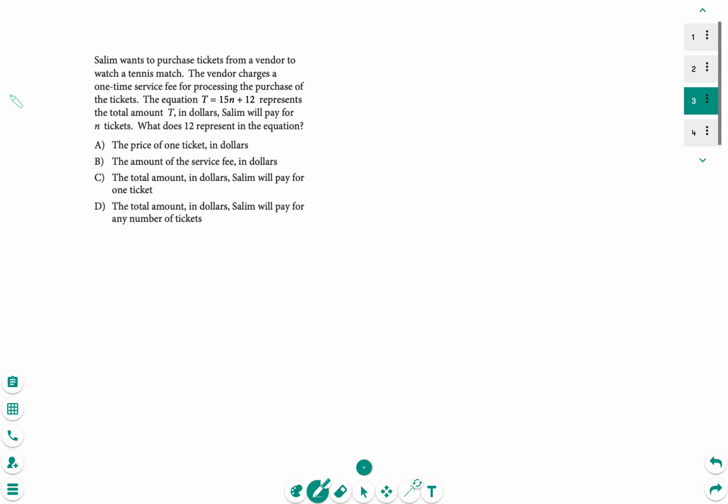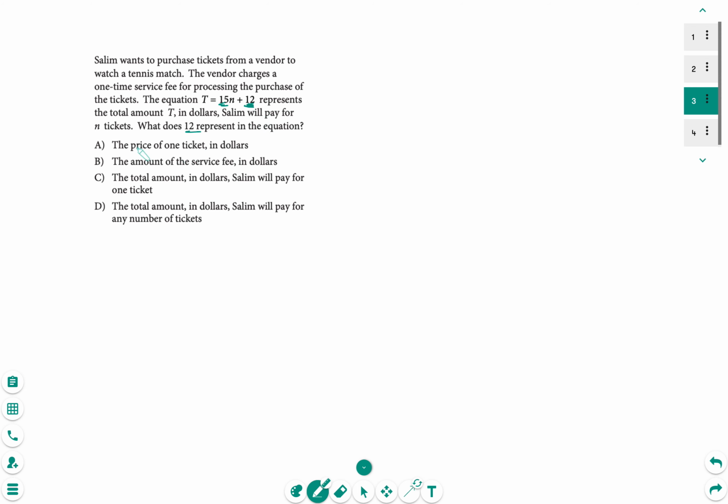Salim wants to purchase tickets from a vendor to watch a tennis match. The vendor charges a one-time service fee for processing the purchase of the tickets, and the equation T is equal to 15n plus 12 represents the total amount T in dollars Salim will pay for n tickets. So again, when n increases by 1, the amount in dollars T should go up by 15. They're asking, what does 12 represent in the equation? Well, 12 is the y-intercept, like we just said, or the initial or fixed cost, in this case, fixed amount.